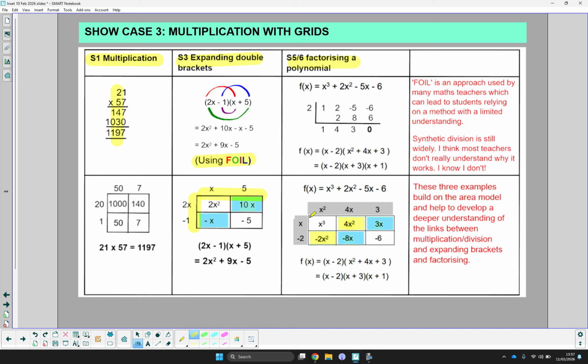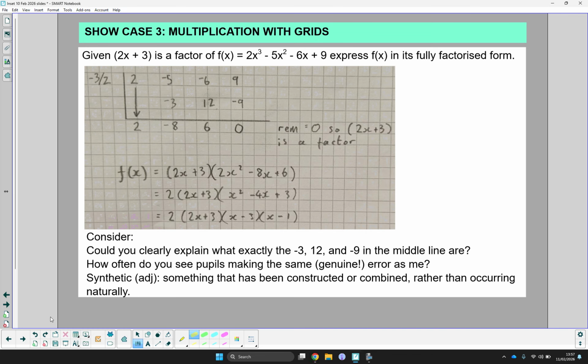And well, if I can multiply with a grid, the division is essentially the same thing, but backwards. And synthetic division is the one I really, I wouldn't say I take issue with, but there is limited opportunity for understanding with synthetic division. Here I have done a factorising question, and I sat down and did this myself.